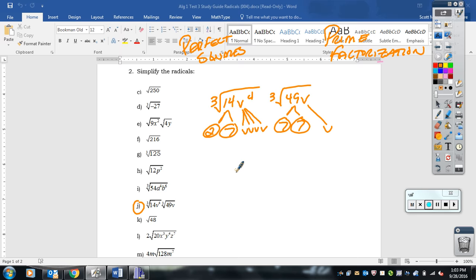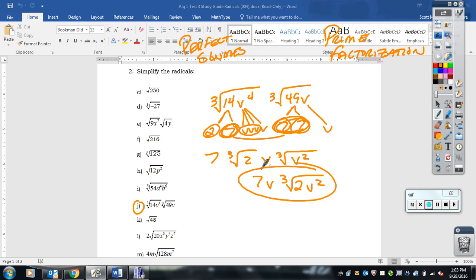All right, every time we get a triplet, it goes to the outside. Looks like I have a triplet here, 7 and 2 other 7s. That's a triplet, 1 on the outside. The 2 goes back inside. There's a triplet of v's. That's 1 triplet. And there's 2 v's left over, which is not 2v. 2 v's is, let me write that there, v times v, or v squared. Putting the radical stuff together, 7v on the outside.